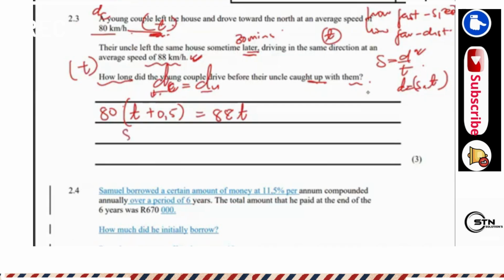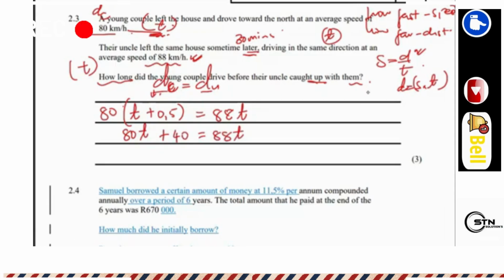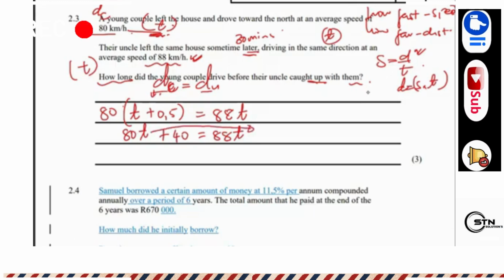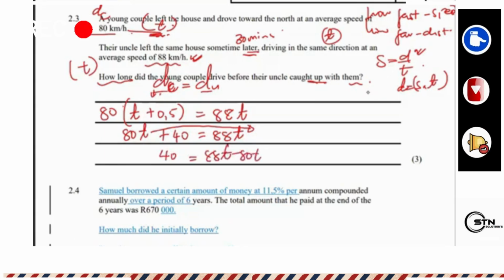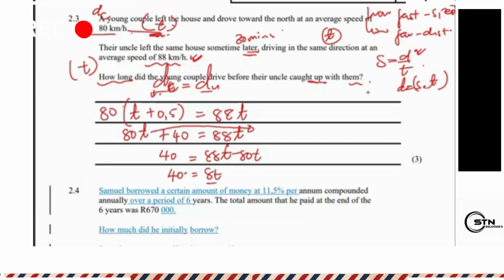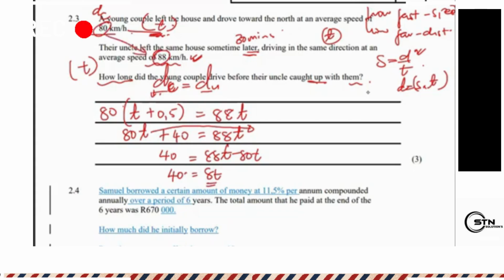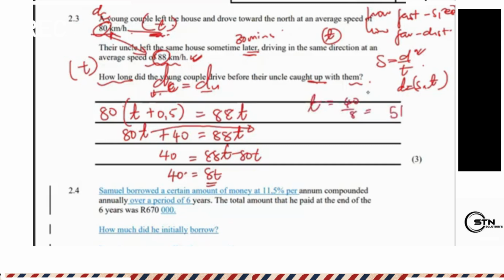Now, if I open this up, I'm going to have 80t plus 40 should be equivalent to 88t. Then I'm going to move this 80t to that side so that I have 40 is equal to 88t minus 80t, which is like 8t is equivalent to 40. Alternatively, this 8t could be obtained by just subtracting the 88 minus the 80 so that we get the relative speed that the couple and the uncle are using. Then if we divide both sides by 8, 40 divided by 8 must give us 5 hours.